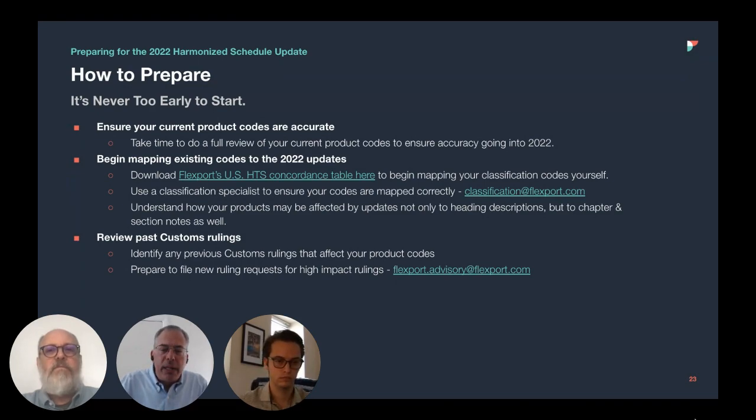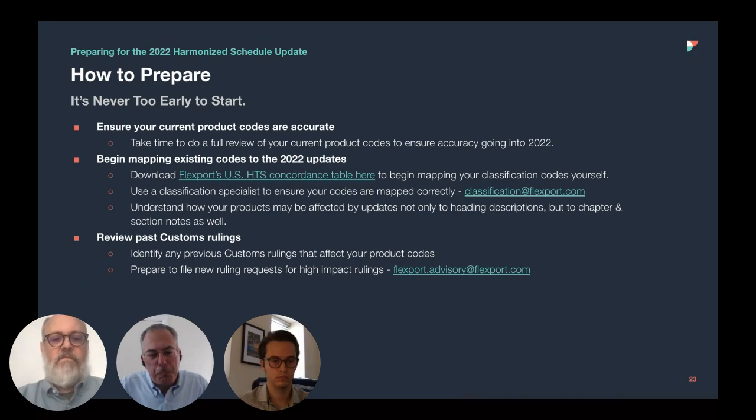So that's what we're recommending to try and avoid any disruptions to your business, any unexpected increases in cost, any compliance gaps. And as we saw from the poll, a good portion of the audience is going to get started mapping their HTS codes now, and we think now is a really good time to do it.